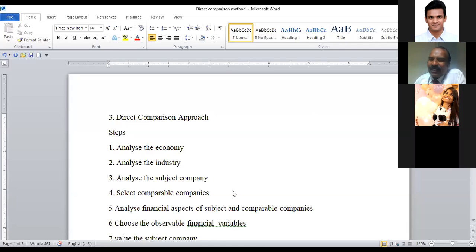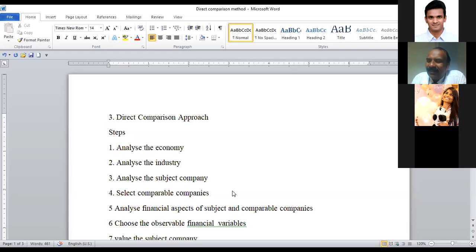So what's the difference between stock and debt approach and adjusted book value approach? Sir, I am not clear with it, sir. What is the difference between the adjusted book value approach and the stock and debt approach?